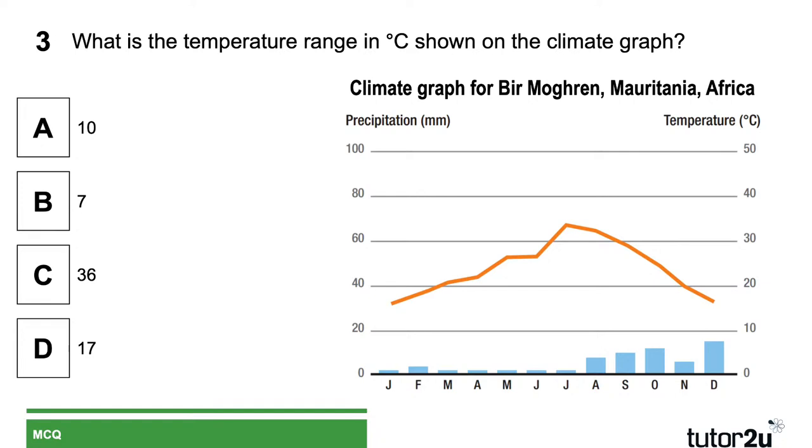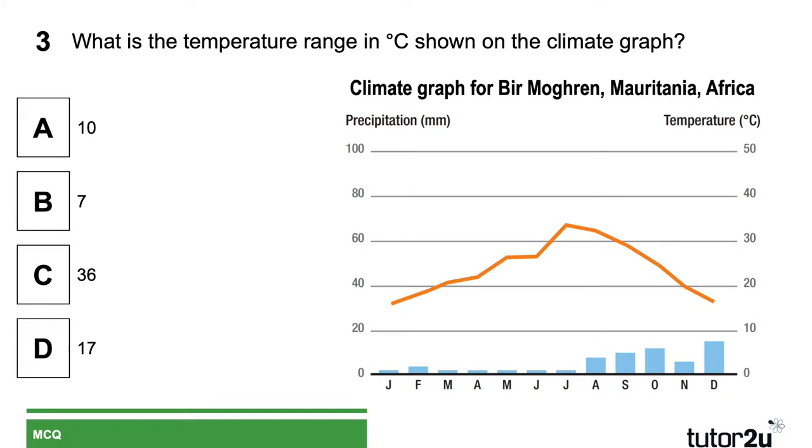Okay, right, on to our question number three. What is the temperature range in degrees Celsius shown on the climate graph? Okay, so you've got to remind yourself what the term range means. Think about what the term range means. So you're looking at what you think would be the temperature range. So see if you can give it a go, and then I might give you a clue. So let's see if you've got any in the chat box. If you're watching afterwards, just pause and try and work it out.